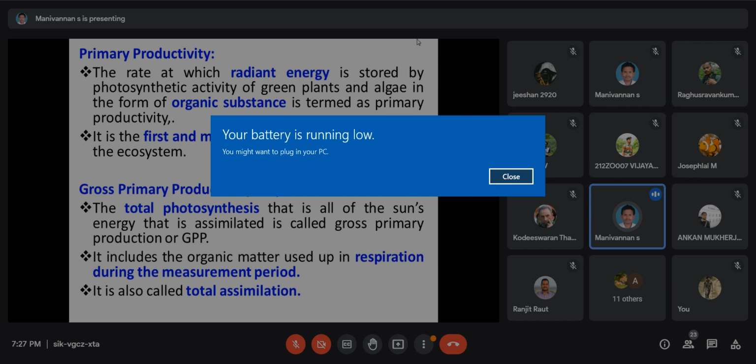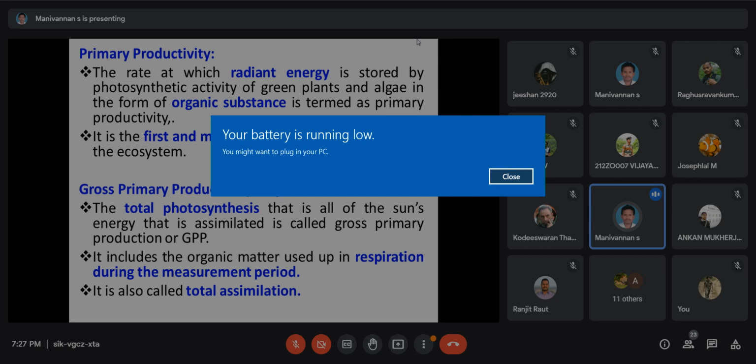What is gross primary productivity? Gross productivity means the total photosynthetic activity. That is called the gross primary productivity. What is the net primary productivity? The gross primary productivity minus respiration. That is called the net primary productivity.